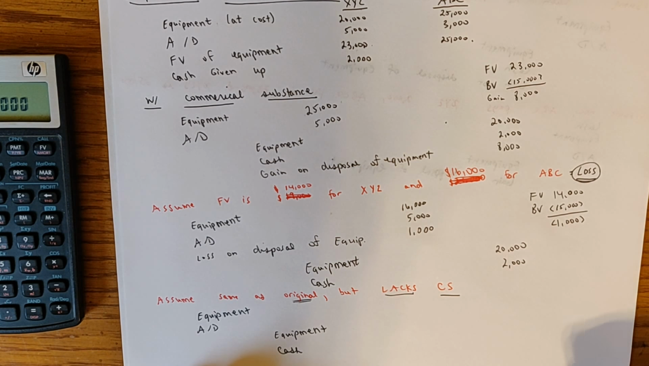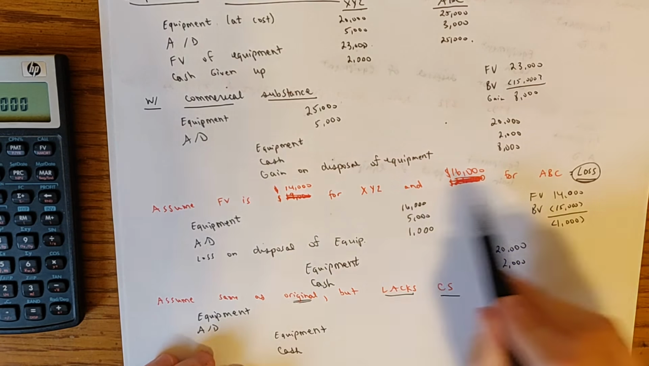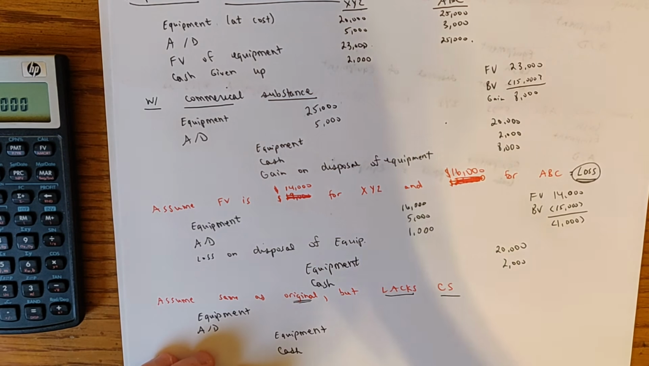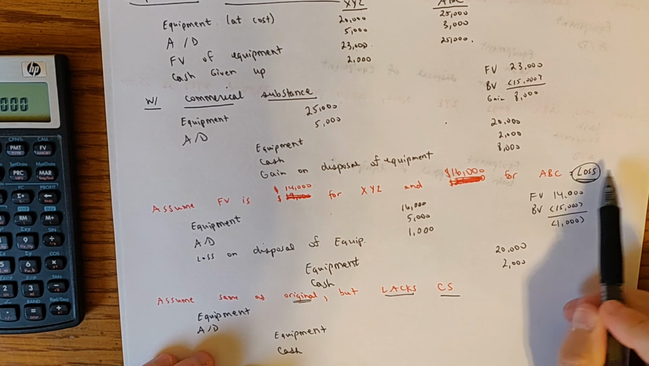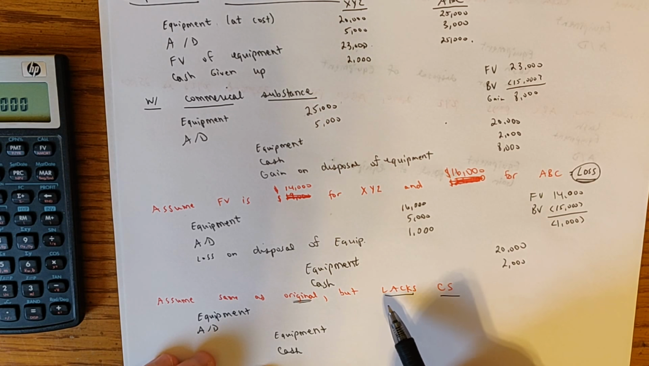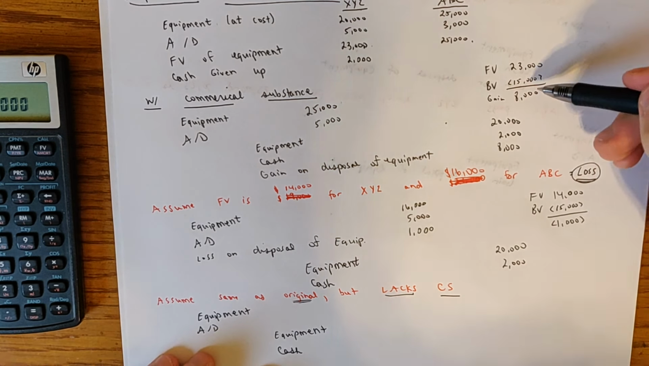Now we need to figure out whether or not we're recognizing a gain. Because now we lack commercial substance, now we're worried. And again, for the loss, it doesn't matter if we lack commercial substance or have commercial substance, we always recognize the loss. But for gain, we have to check. I apologize. But here we would know that we have a gain, right? Because we've done that math already.